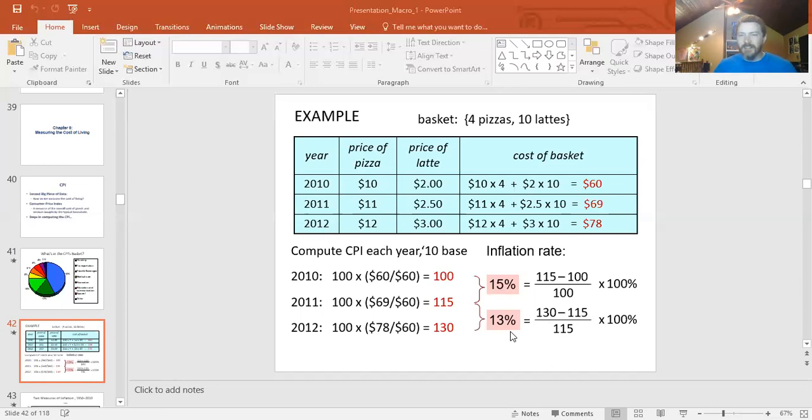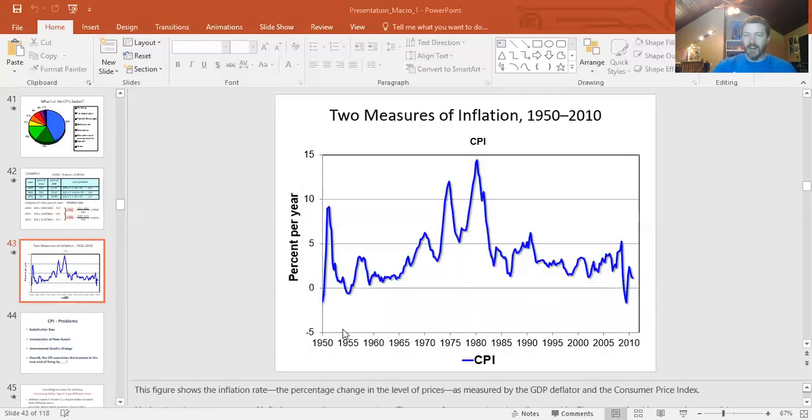That's all there is to it. It's just plain nuts and bolts. It's very straightforward. It's not that complicated at all. But that's how the CPI is constructed. That's how we calculate the rate of inflation in the economy, one of our key metrics.